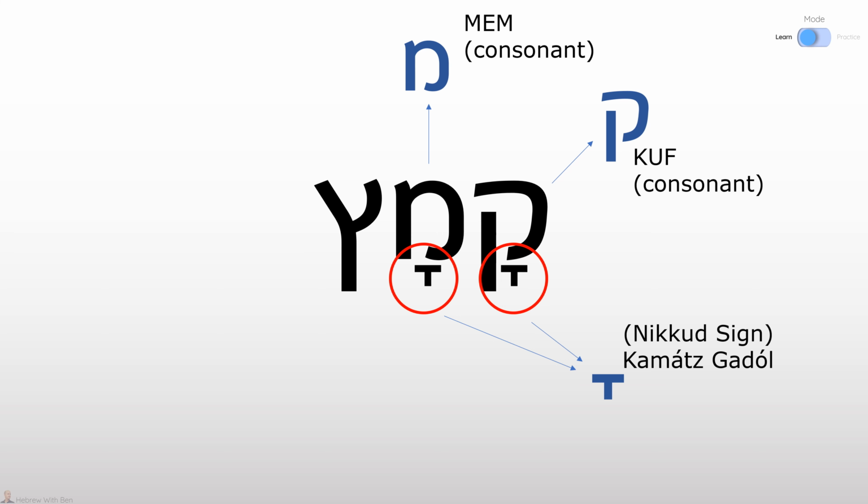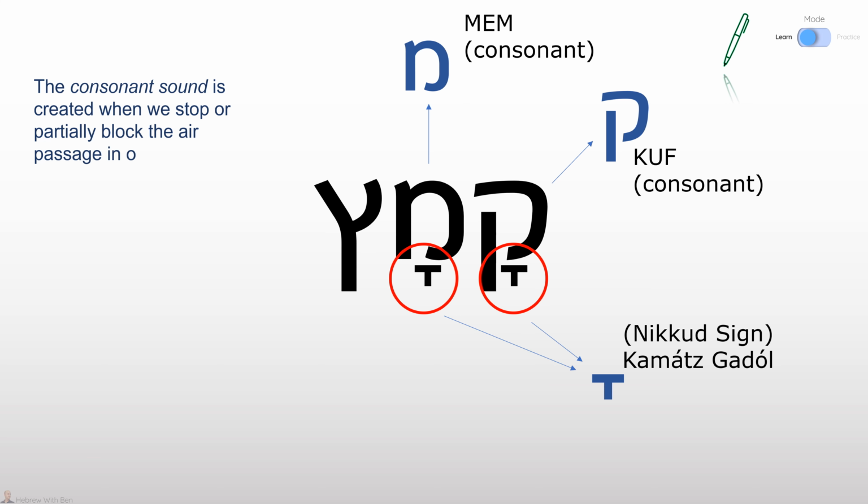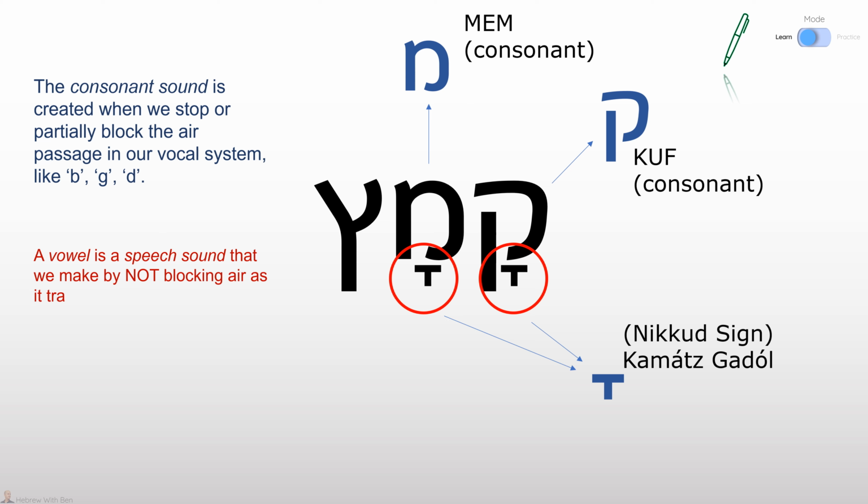Short aside. The consonant sound is created when we stop or partially block the air passage in our vocal system, like B, G, D. A vowel is a speech sound that we make by not blocking air as it travels out through the mouth, like A, O, E, and so on. When combined, we get syllables such as Ka, Ma, Di, etc.